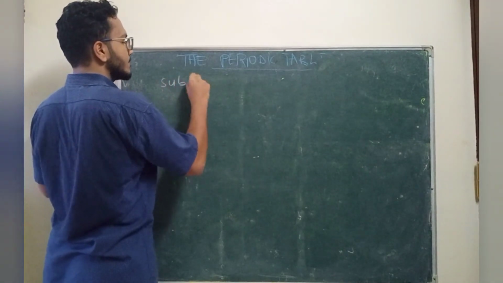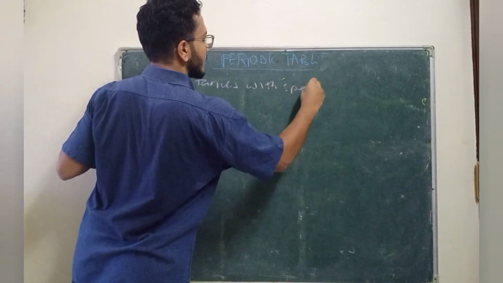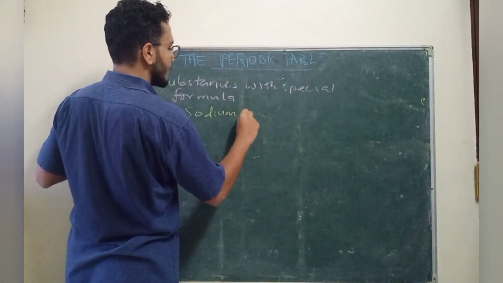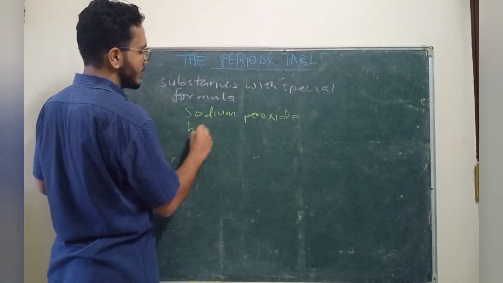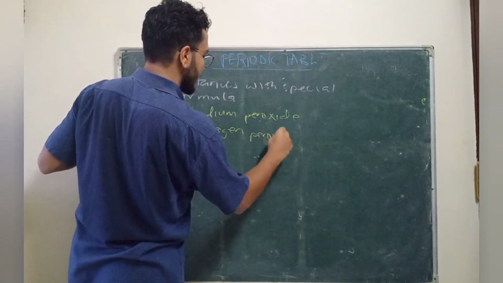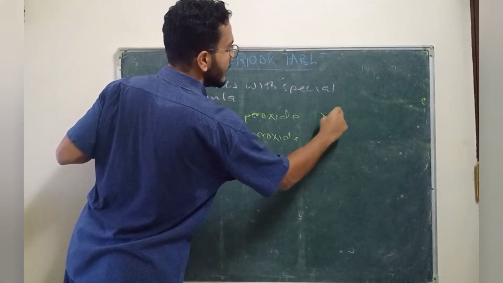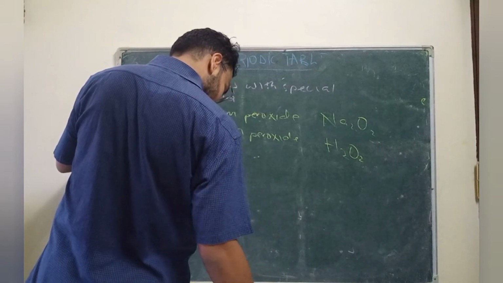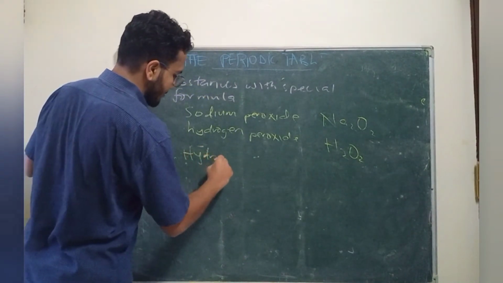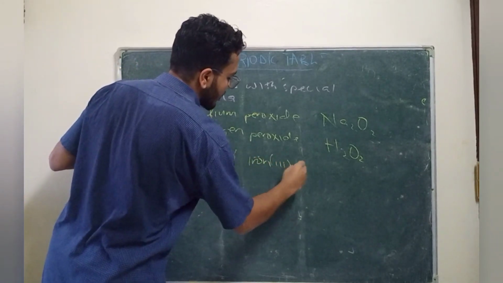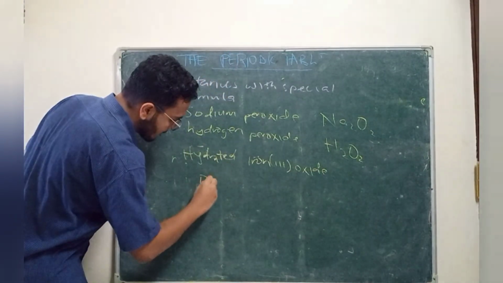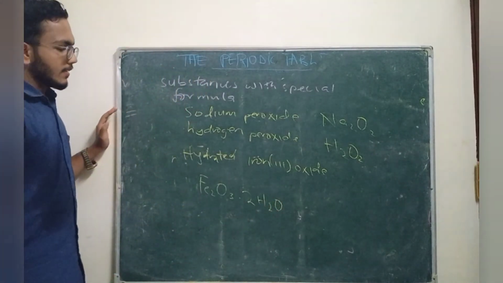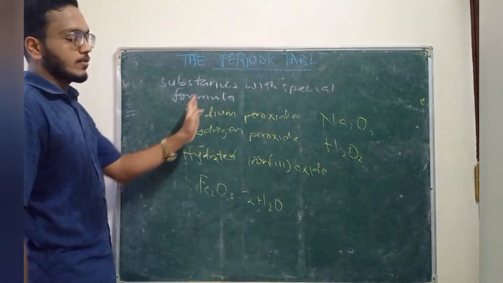Substances with special formula. We have sodium peroxide. This is when sodium reacts with excess oxygen. And we have hydrogen peroxide. Sodium peroxide is Na2O2 and hydrogen peroxide is H2O2. We have hydrated iron 3 oxide, which is Fe2O3.2H2O. This is the formula for hydrated iron 3 oxide. Hydrogen peroxide is H2O2 and sodium peroxide is Na2O2.